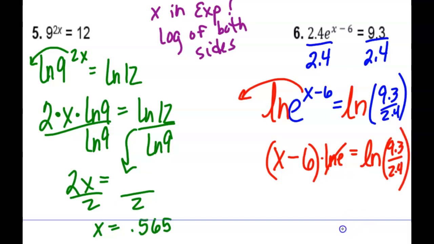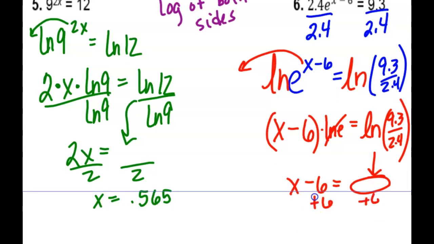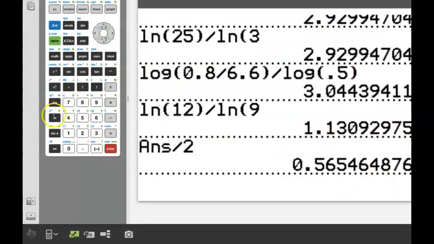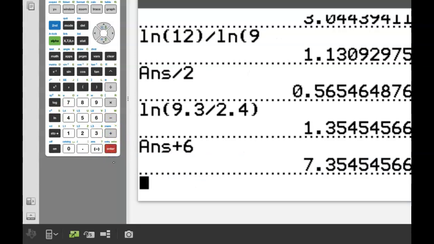I think it's time to type, yes? We're going to type this in our calculator and get some crazy decimal. And then what are we going to do to finish? Just add the 6 over there. All right, natural log of 9.3 divided by the natural log of 2.4. This time it wasn't 2 separate logs, okay? We're clear on that. And then I added 6. 7.355.